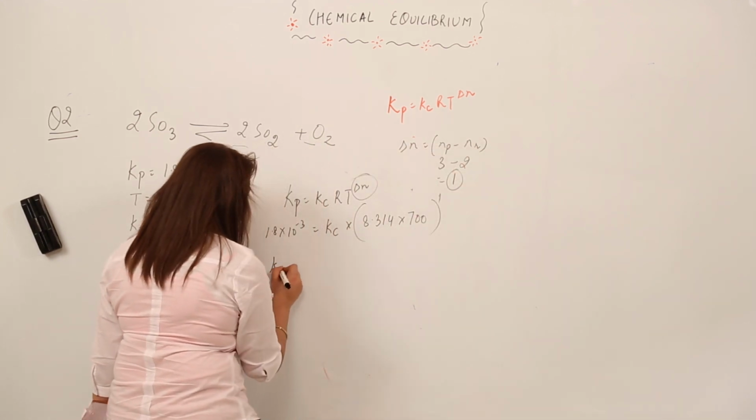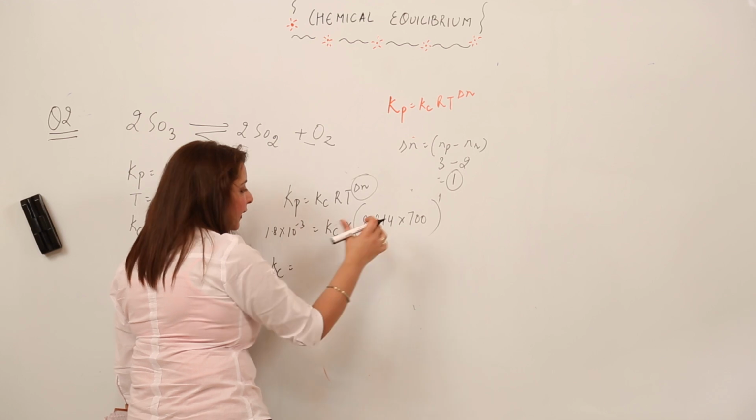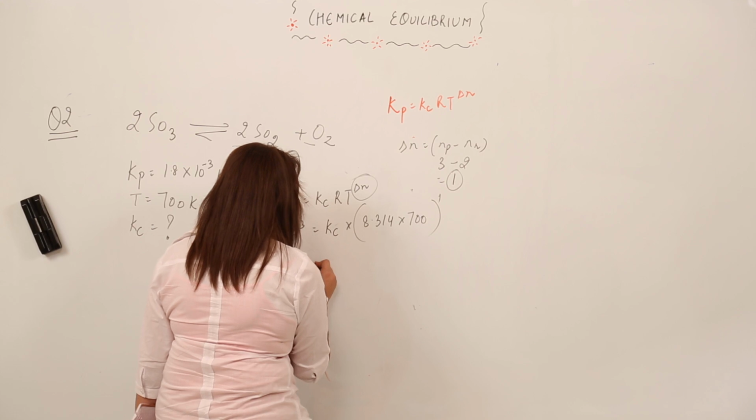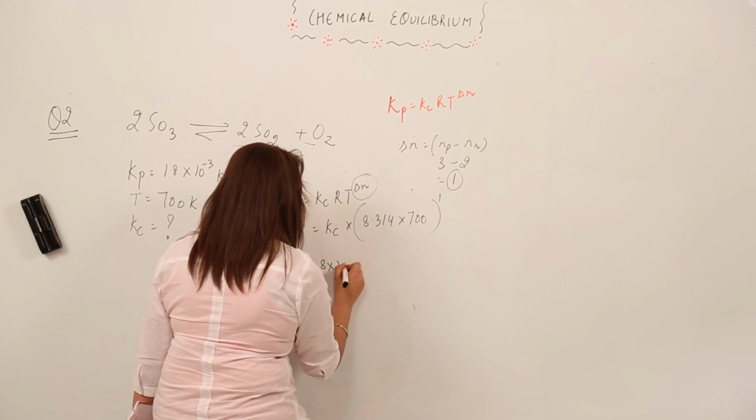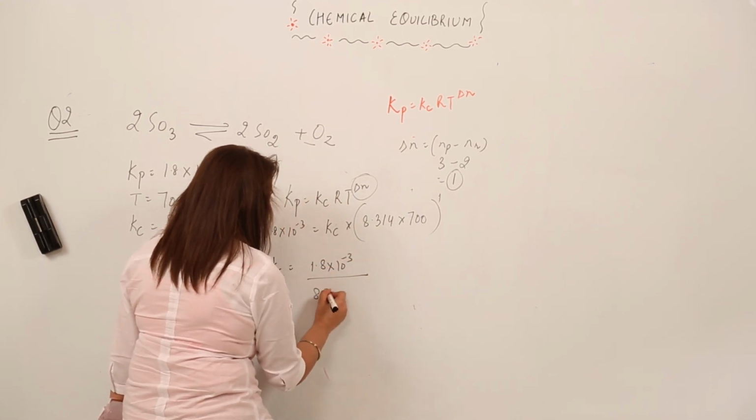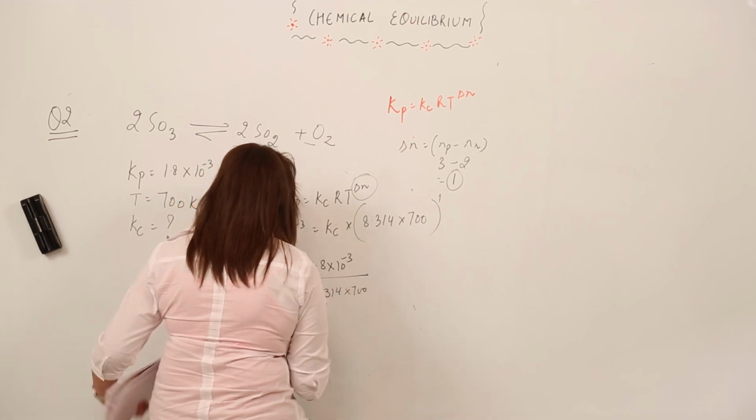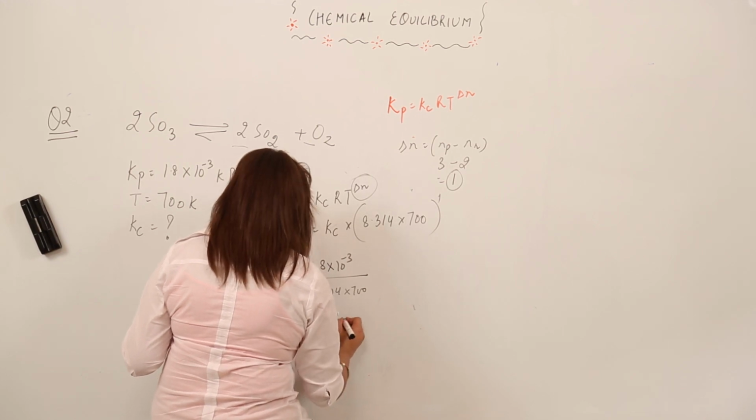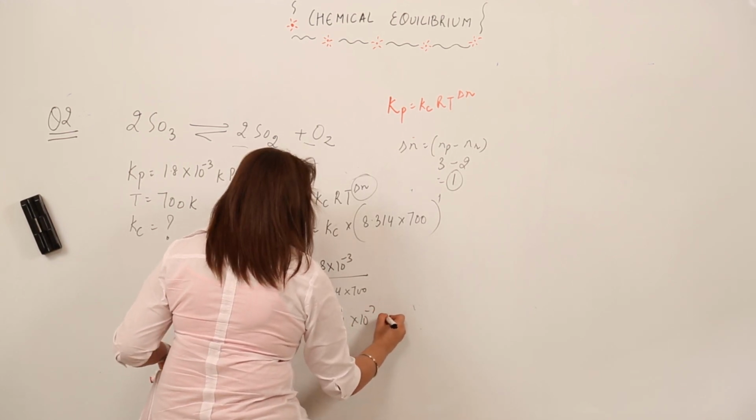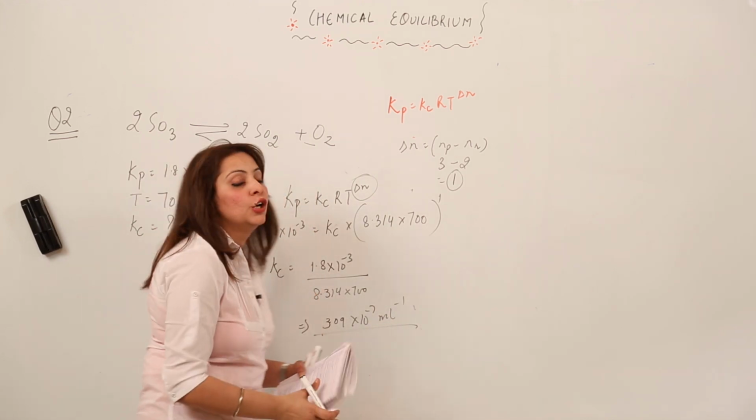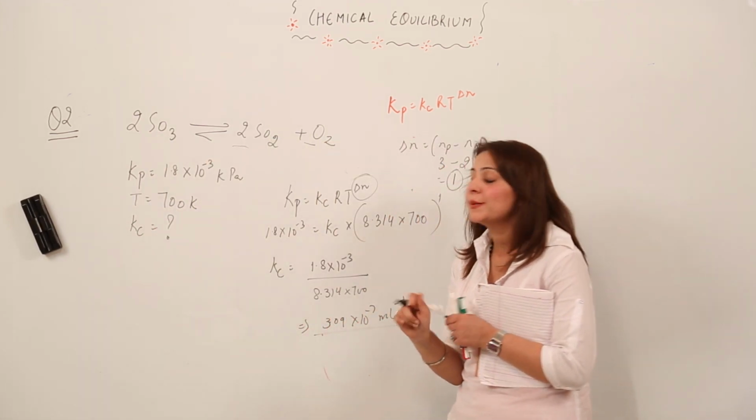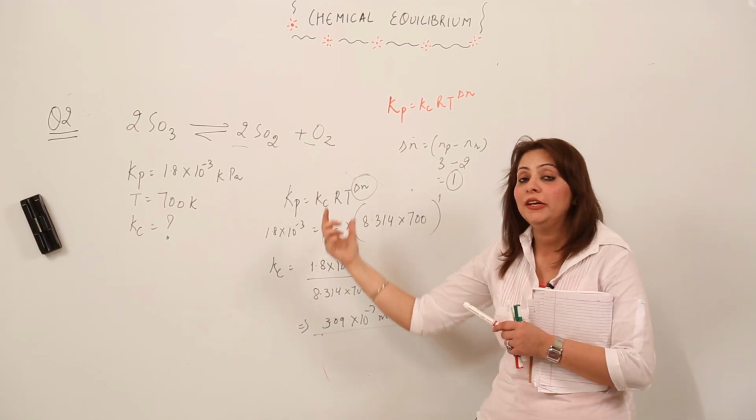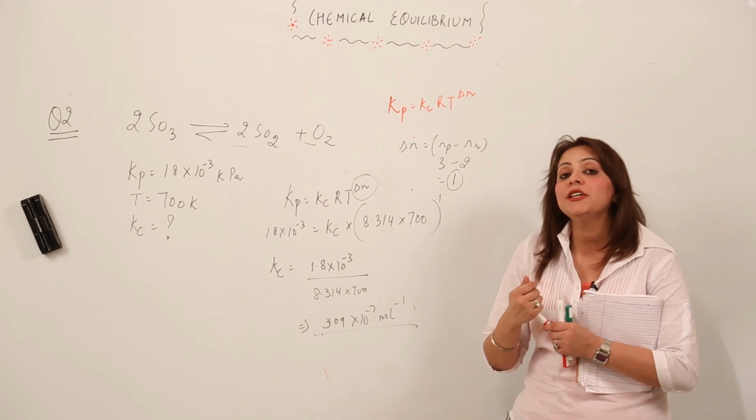When we have to calculate Kc, I am rearranging the equation to get the unknown variable. So it is 1.8 into 10 raised to the minus 3 divided by 8.314 into 700. When you solve it, you will get the answer 3.09 into 10 raised to the minus 7 moles per liter. See how I have done it: I have just substituted the values, but for substituting you need to remember the relation as well. The relation serves an important purpose and you need to remember it.